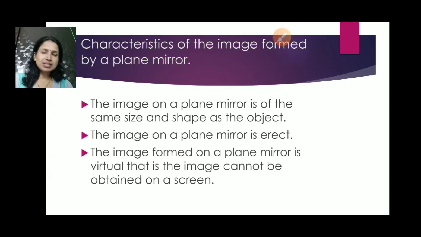In 7th class, you have studied this light chapter in great detail. So the next topic is, we are going to study the properties of the image formed by a plane mirror. The image that a plane mirror forms, we will discuss that. So first characteristic: the image in a plane mirror is of the same size and shape as the object.